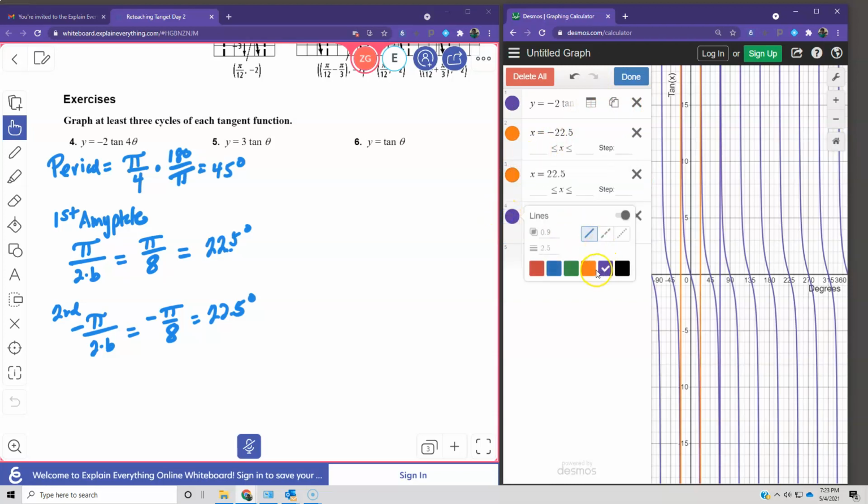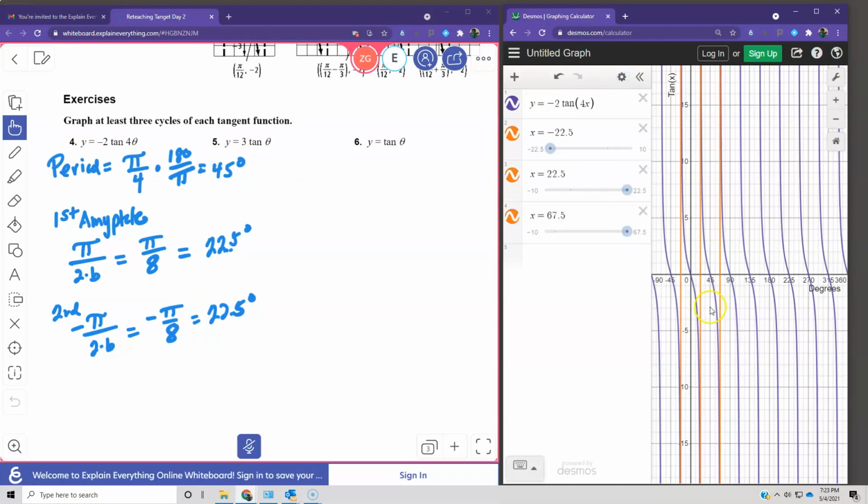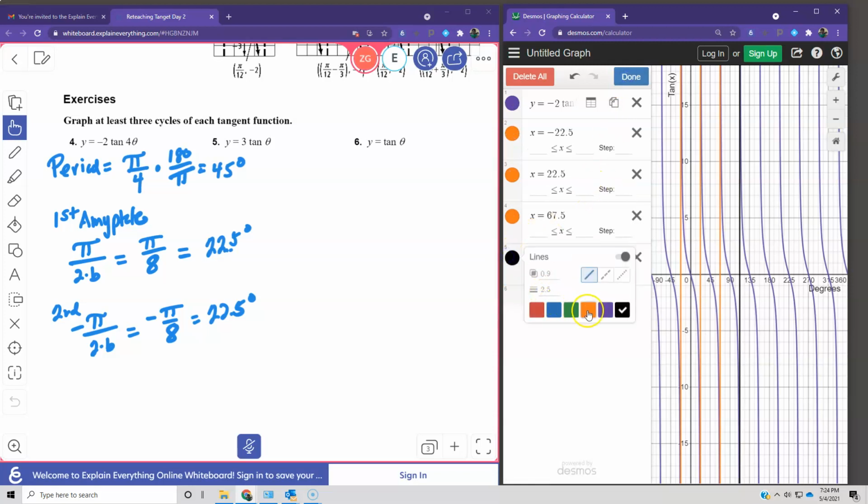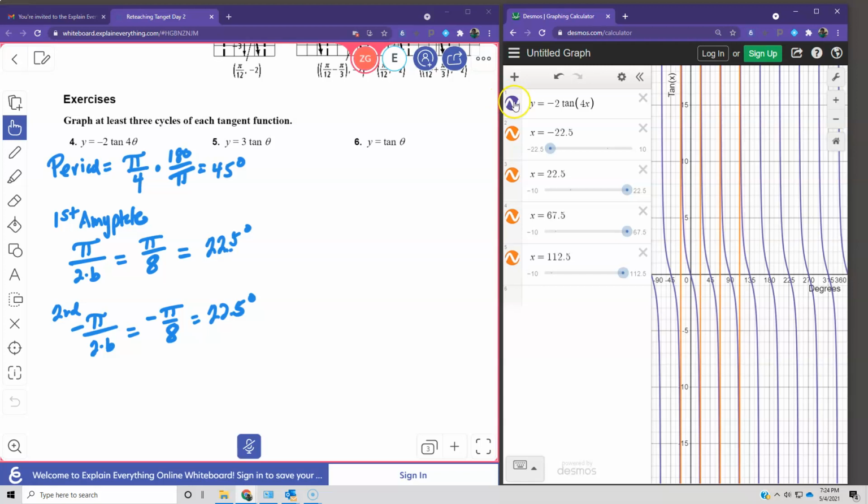So your question is, how do you figure that out? You just have to add the period to the previous asymptote, and that's how you get the next asymptote. So for example, we have 67.5, you would add 45 to that, because that's the length of the period, and you get x equals 112.5. And of course, I'm going to change the color so you can see it. And I'm going to leave it like that. So there you go.